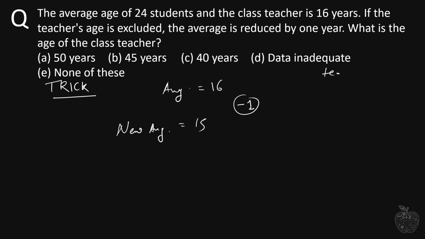Now the teacher is excluded, so when the teacher is excluded, he took away with him his average, right? 16, his average he took away with him, plus additionally he took away 1 year from each of the 24 students, right? So that is the reason why the average is reduced by 1. Okay, so that means he took away his average plus 1 year from each of the students, and there are in total 24 students. So 24 into 1, so we get 16 plus 24, which is 40, and this is our required answer. So this is a trick.